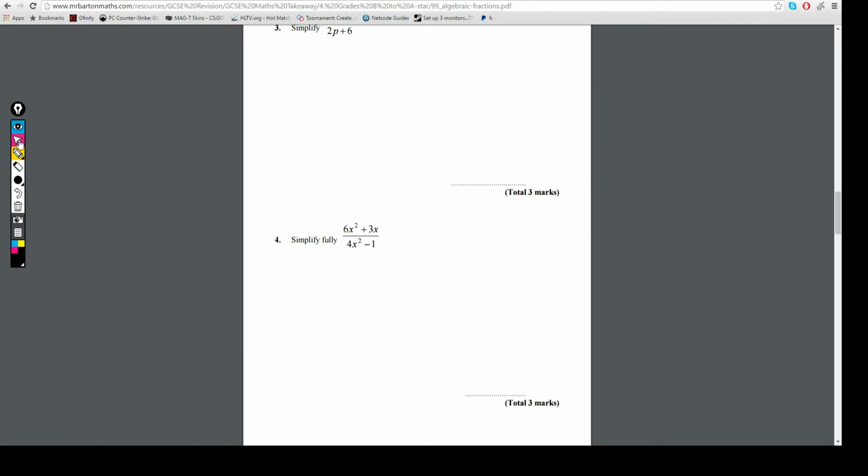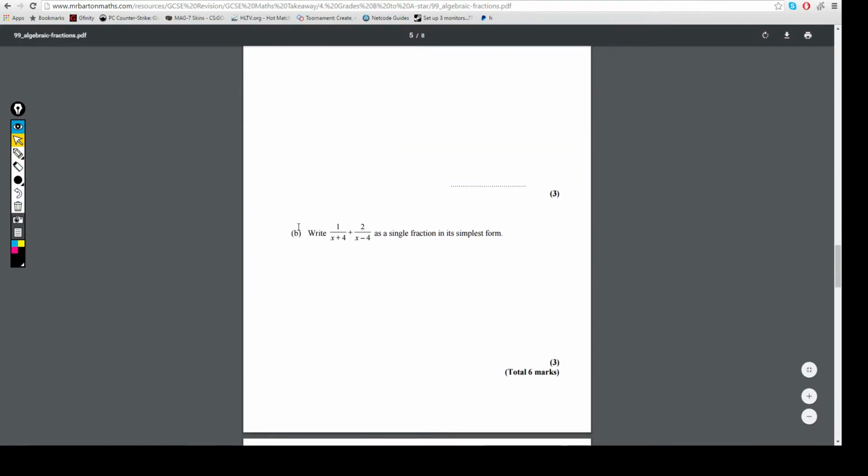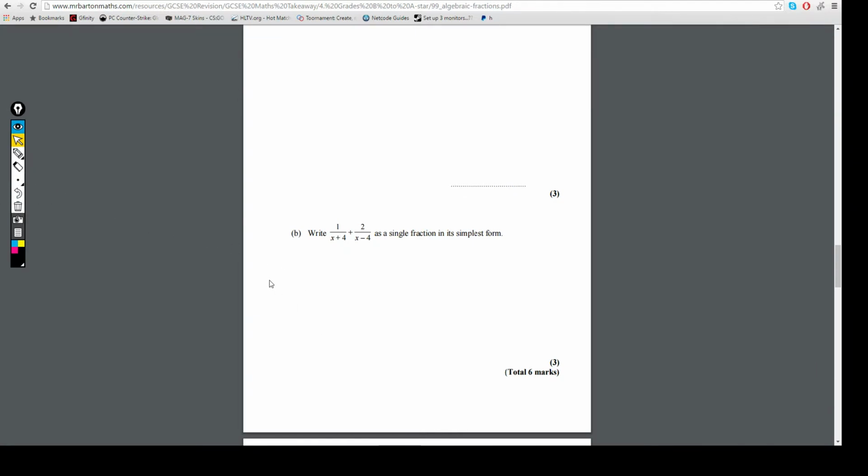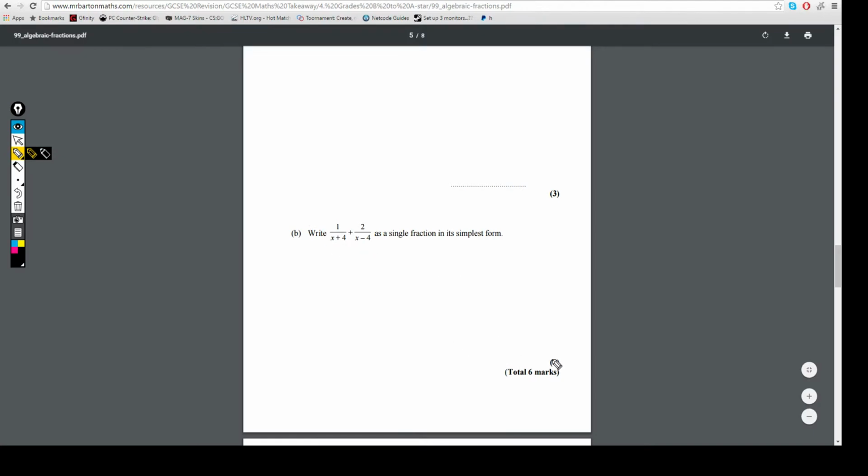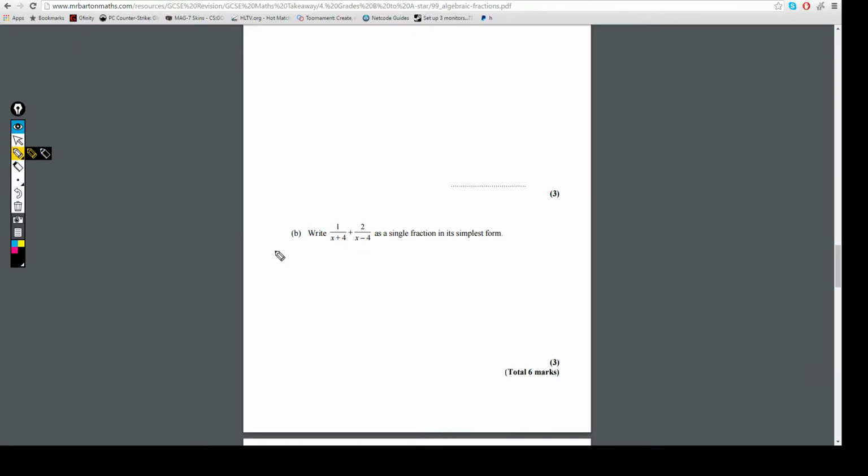Okay, now let's look for a more challenging question. So we've got this fraction here. We'll write this fraction in its simplest form. What you have to do is remember some principles of taking algebraic fractions and adding them together. This is worth 3 marks, and I'm going to do it for you. We're going to look for a common denominator, and here we do not have one. So we're going to do something called forcing the denominator.